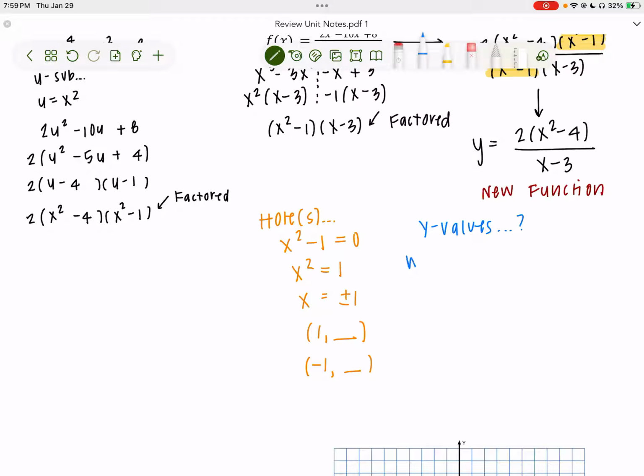So when x is 1, I have 2 times 1 squared minus 4 all over, whoops, that should be a positive 1, 1 minus 3. So that's 1 minus 4 is negative 3. Negative 3 times 2 is negative 6. Divided by negative 2, I believe, is 3. I need to double check that math. I feel like I did that too fast. Give me 1 second.